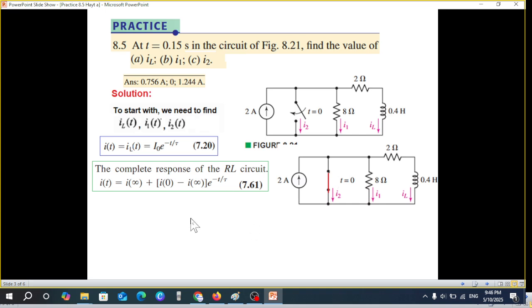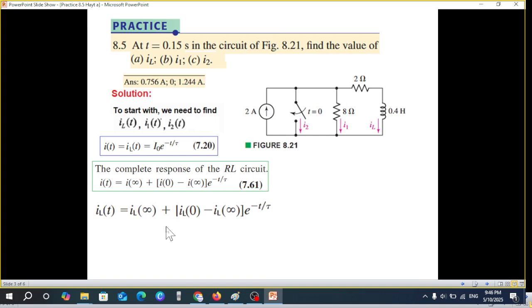Actually, keeping in view the values given, we'll write just ILt, then this is IL infinity, IL0, etc. Now, what are these values? We'll discuss.